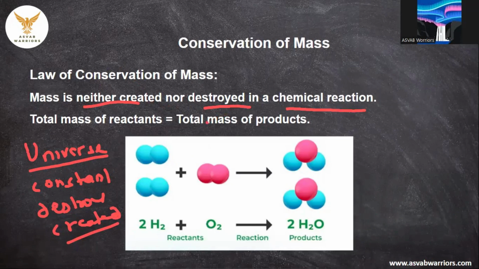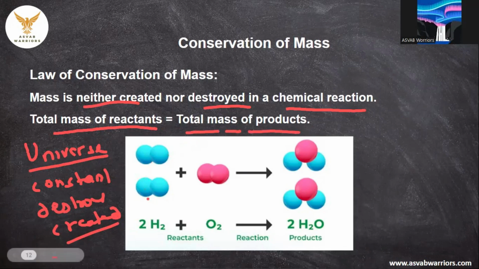We are only talking about a chemical reaction right now. So the total mass of the reactants will be equal to the total mass of the products. If there is a chemical reaction going on, then from the picture we are seeing that there are two hydrogen molecules, this is 1 and this is 2. They are combining with one oxygen gas molecule, which contains 2 atoms of oxygen. What we get is 2 molecules of water.